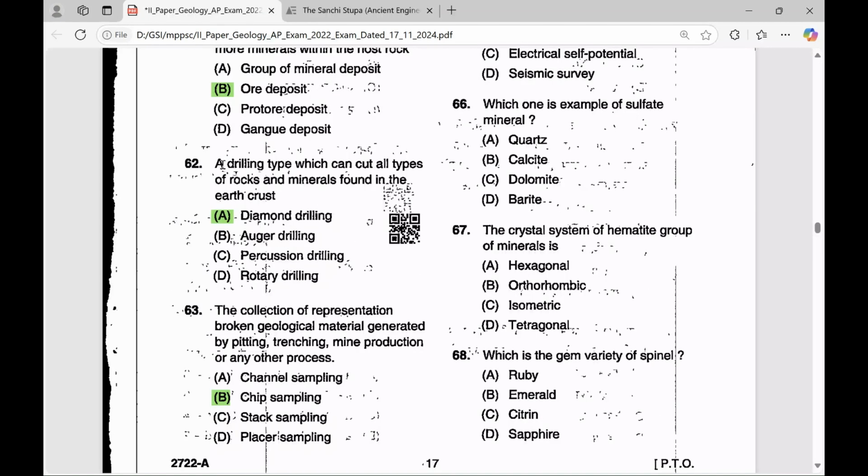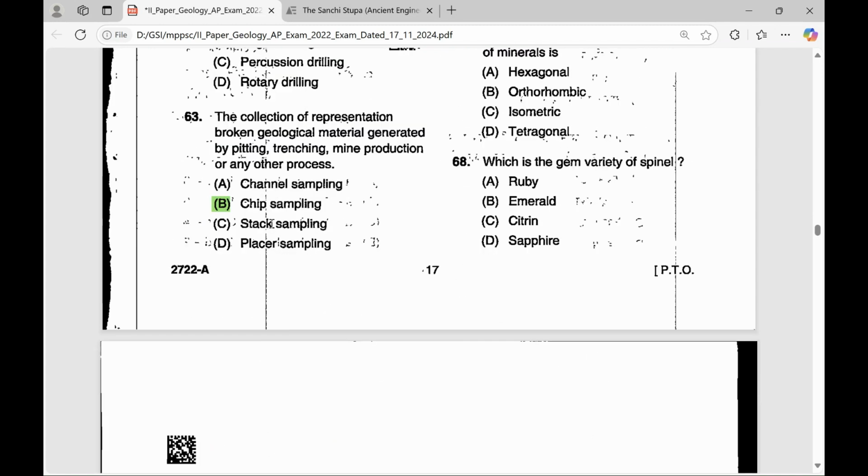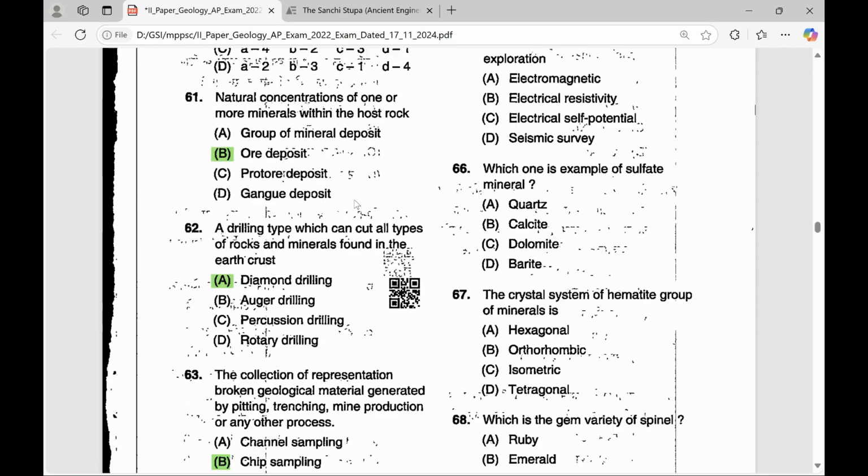A drilling type which can cut all types of rocks and minerals found in the earth's crust. So diamond drilling is the answer. Diamond is the hardest element that we find in nature, right? The collection of representative broken geological material generated by pitting, trenching, mine production, or any other processes. Options are cut channel sampling, chip sampling, stack sampling, placer sampling. So the correct answer is chip sampling.